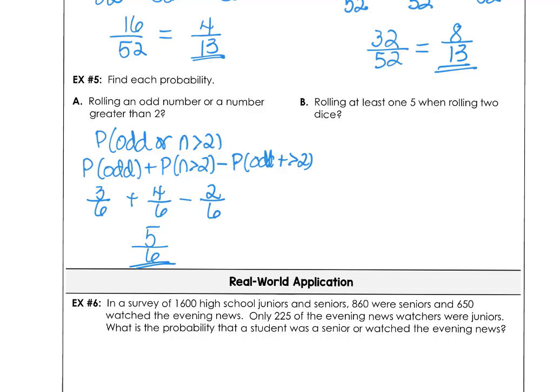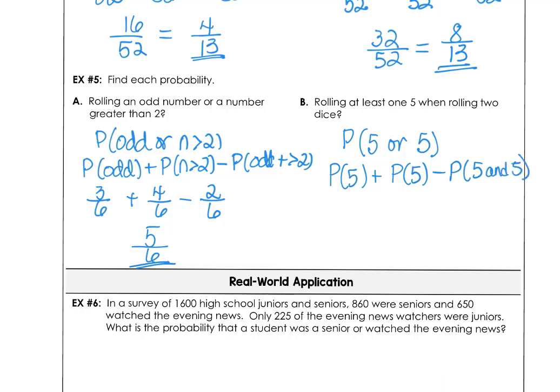In part B, we want to roll at least one 5 when rolling 2 dice. So we have the probability of a 5 or the probability of a 5. So the probability of a 5 plus the probability of a 5 minus the probability of a 5 and a 5.